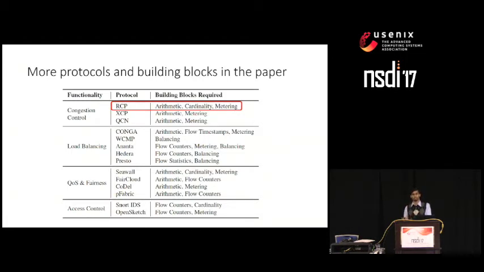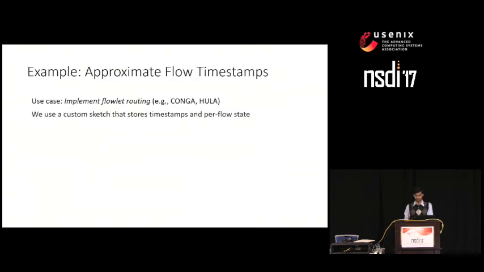And the building blocks we came up with are general enough that can be reused across several protocols. Such as the cardinality block I just talked about is also used in CVol to estimate how many tenant VMs are traversing through a particular switch, or in case of SNOT, to detect how many different distinct IPs are talking to a particular port, and so on. So I'll describe one more building block in this talk, which is how to maintain approximate flow timestamps. And you can imagine this being useful for implementing Flowlet routing for, say, CONGA or Hula and so on. So let's take a look at how that works.